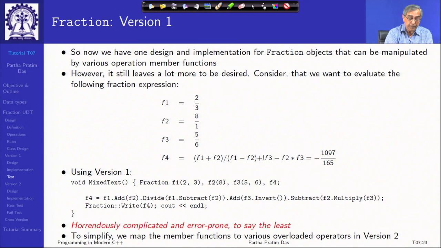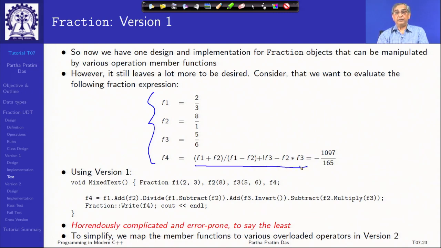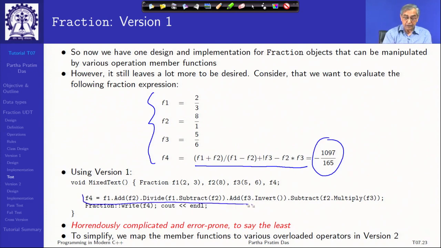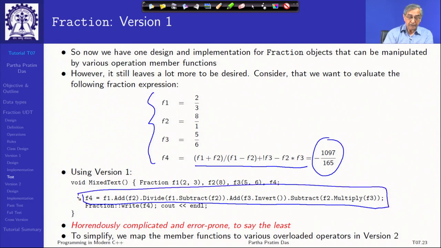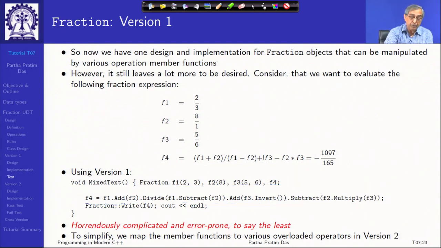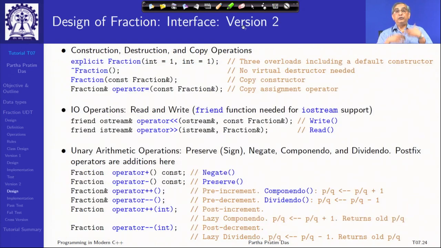Suppose with this version I take an example of 3 fractions f1, f2, f3 that I have defined, and f4 is given by this expression, which actually turns out to be this value. How do you write it in this design? Turns out that it is such an expression, horrendous looking. You can get lost any time in terms of using the operator name, parenthesis and so on, and it is very error prone. And that is the motivation for you to jump to version 2.